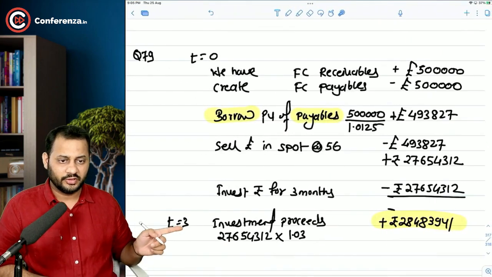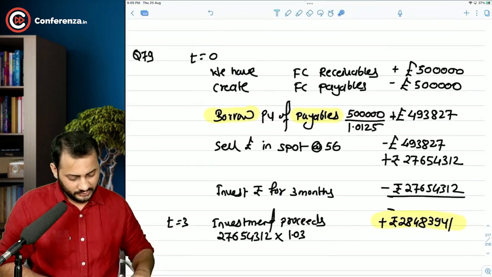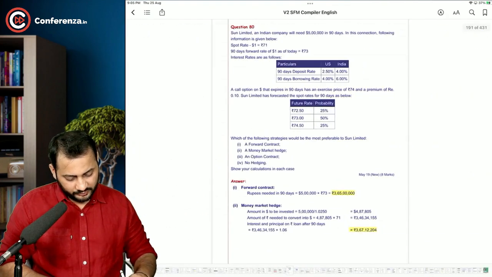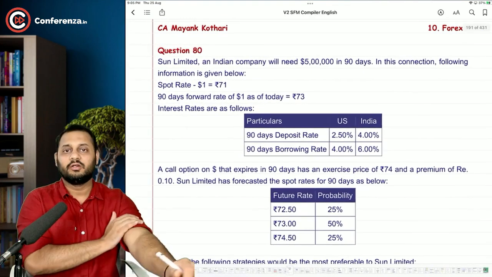28,483,941. This is 28,483,941. That's it. That is what the customer should do. The company should enter into a money market hedge.